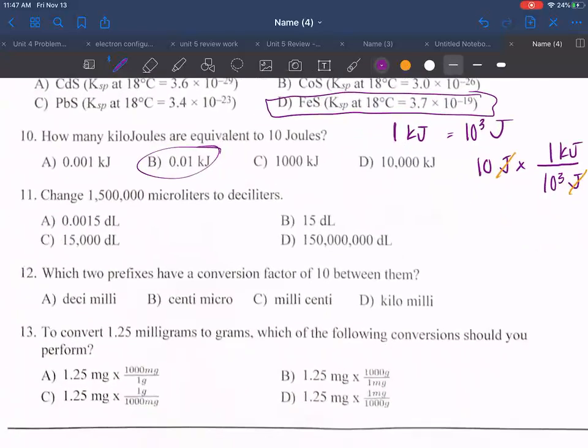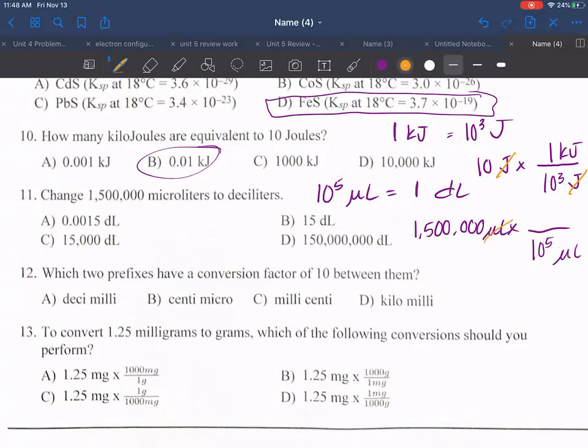For number 11, we're changing 1,500,000 microliters to deciliters. So here we're comparing microliter and deciliter. We look at the staircase again. Deciliters, the bigger unit, it's towards the top of the staircase. And then microliters is 5 stairs away, so 10 to the 5th difference. And so if we set this up as our number of microliters, here we are going to put 10 to the 5th microliters on bottom, again, getting those units to cancel out, and 1 deciliter. And so you guys should have gotten B as your answer.